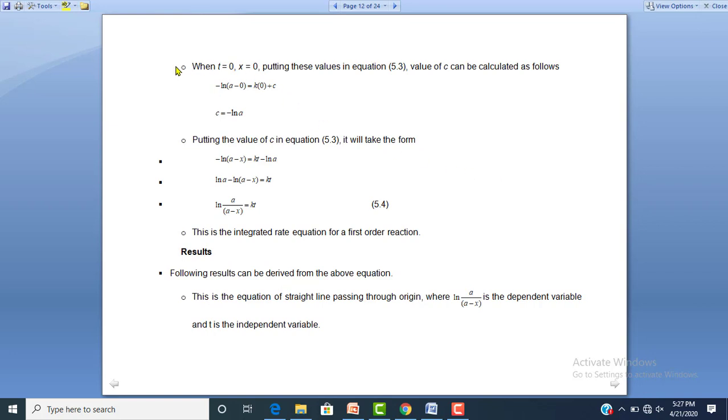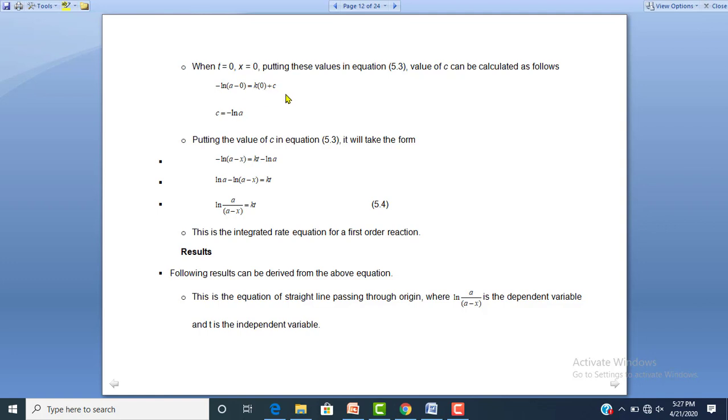When time was 0 second, then the value of x was equal to 0. If we put these values in equation 5.3, then the value of c will be calculated: negative natural log into a minus c. C was equal to 0 because x was equal to 0. So the x has been replaced with 0. T was equal to 0 plus c.